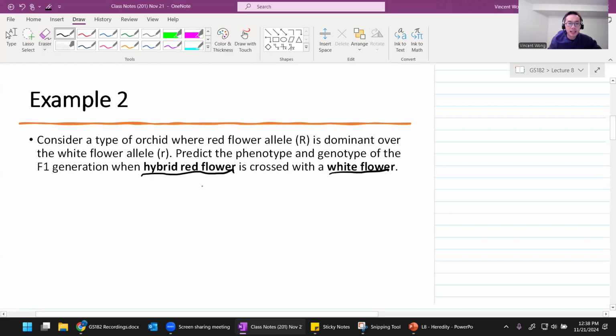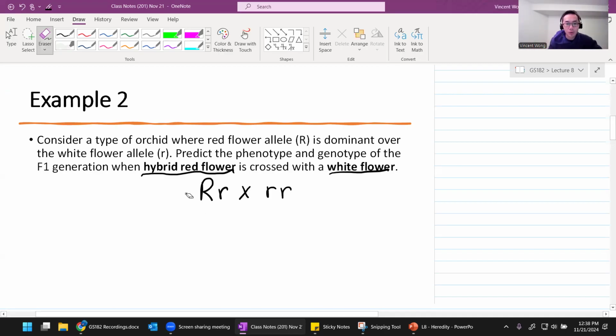Hybrid red is big R, small r. Cross means to breed with a plant that produces white flowers. So that would be little r, little r. Okay, so remember, Mendel has a law. He has two laws. One of the laws states it's called the law of segregation.